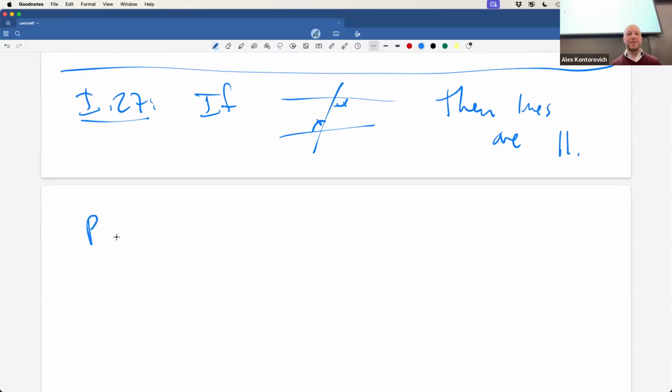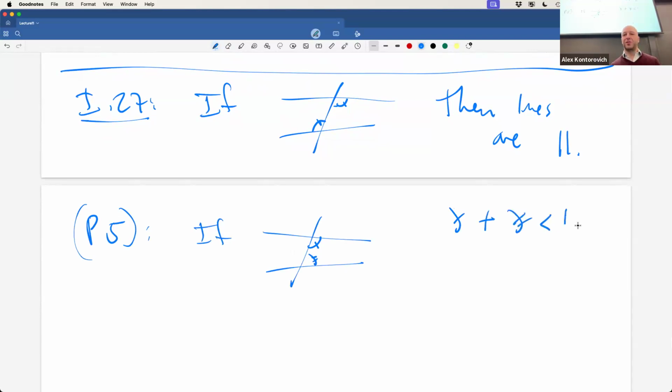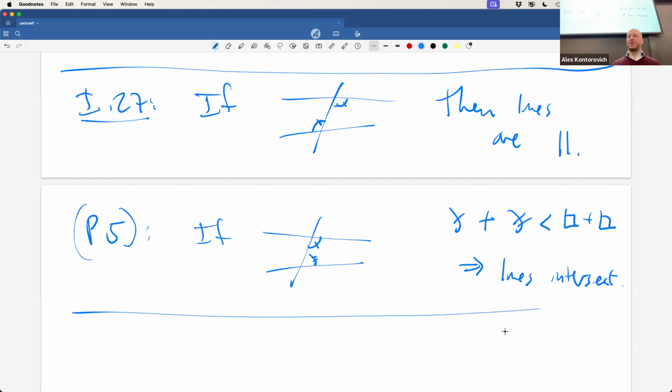Let's remember what P5 says. P5 says if two lines, 1 and 2, if angle 1 plus angle 2 is less than two right angles, then the lines cross, the lines intersect. So yeah, it's like a converse.